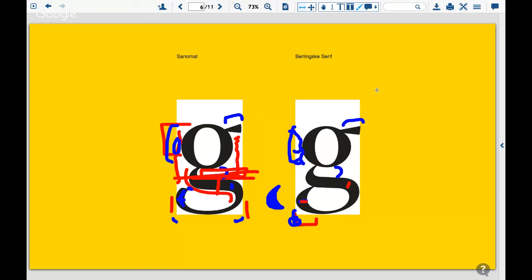Yeah, which I was going to comment on. I was surprised by the fact that their ears were so similar. They're these triangular style. I was like, oh, wow, unexpected. I was assuming, quite frankly, Sanomat was going to be like one of these, a rectangular ear instead. So that was surprising.